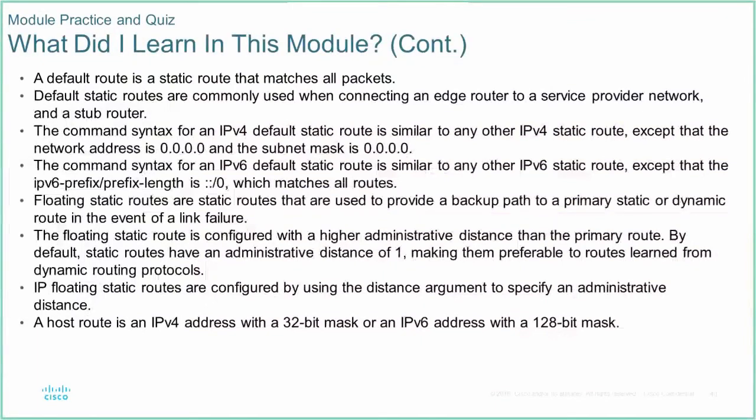We then looked at the fact that we could create floating static routes, in that the secondary ones, the ones with a higher administrative distance configured, would be backup routes that would be activated if the link to the primary failed.